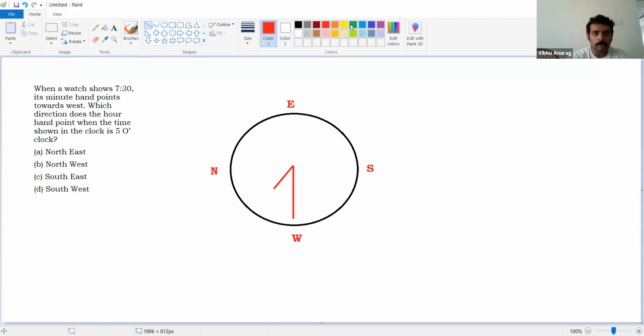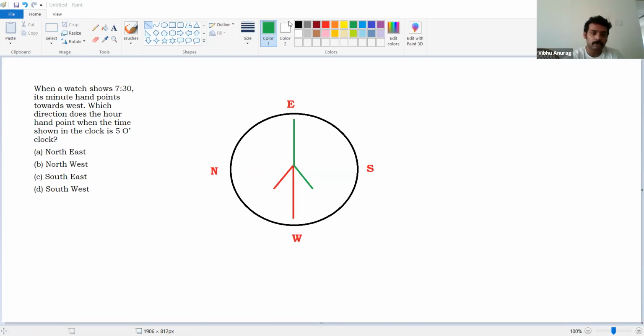Now 5 o'clock. So this is 5 o'clock. So southwest. We are pointing towards southwest. So D is the answer. Got it? 59. The answer is D, southwest. I hope everybody has got this. Southwest is the answer. Our hand points towards the southwest.